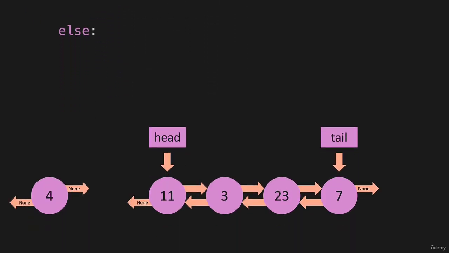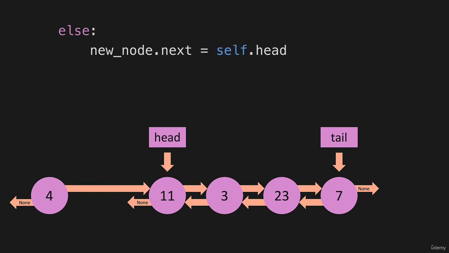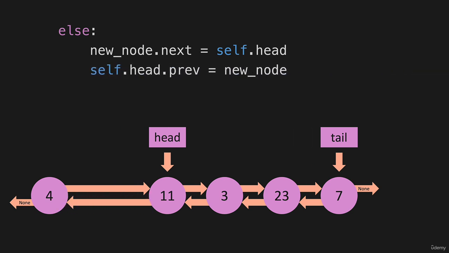So the first thing we're going to do is have the next pointer on the new node point to the same node that head is pointing to, like this. We'll do that with this line of code. New node.next equals self.head, and then we'll have the pointer from the 11 point back at the 4 node, like this. That is head.previous equals new node. We'll do that with this line of code, head.previous equals new node.